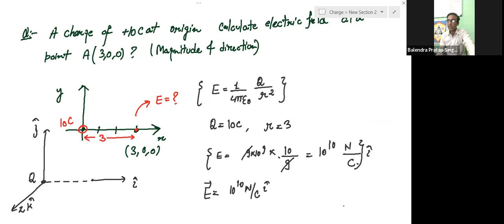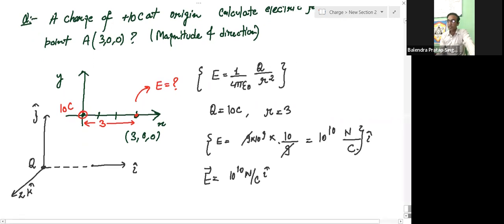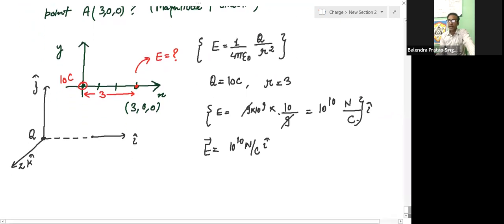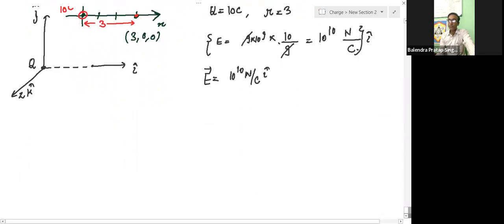Now the next topic is, if you want to find the electric field for a system of charges. This formula works only for a point charge. For a system of charges, suppose a charge is situated here, another here, and another here. So these are 3 charges. For this system of charges, what will be the electric field?